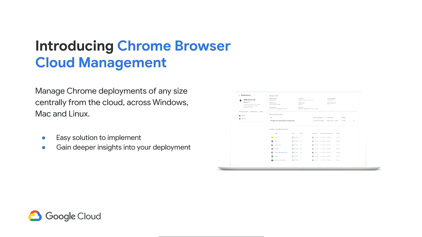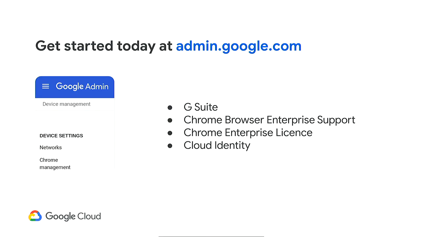It's a way to manage Chrome deployments of any size centrally from the cloud across Windows, Mac, and Linux. It's an easy solution to implement, as you'll see in some of the demos. And it also comes with new features that allow you to gain deeper insights into your actual deployment. So as we go over some of these features, you'll be able to see what kind of information and what kind of actions you can take directly from the Google Admin Console. And so if you have an Admin Console account today, you can get started using it today. The feature has already been provisioned in your Google Admin Console.